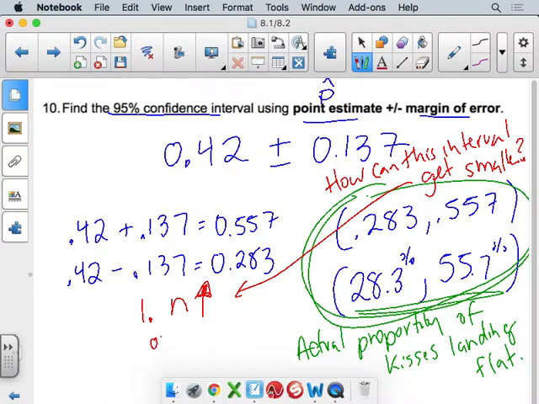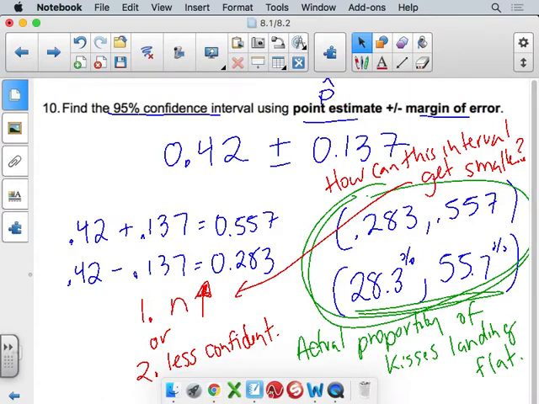Or number two, if I want to be more accurate and have my interval get smaller, I need to be less confident. So like 80% confident, 50% confident, whatever. Okay, I either need to be less confident or I need to do a bigger sample size. So that's if you wanted your interval to get smaller.